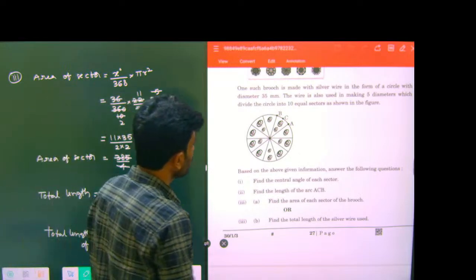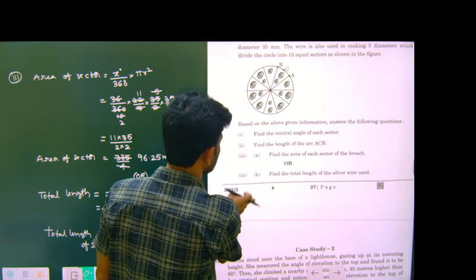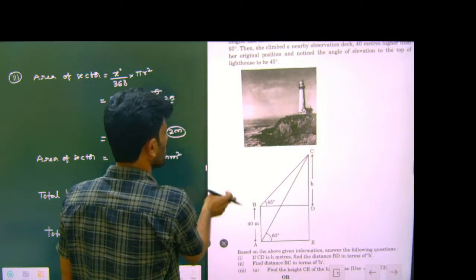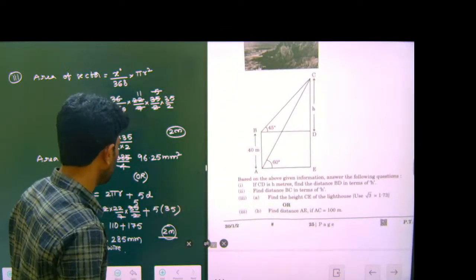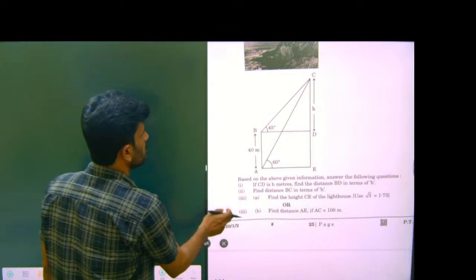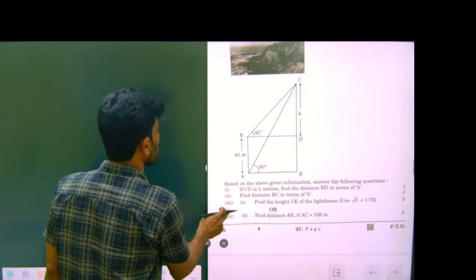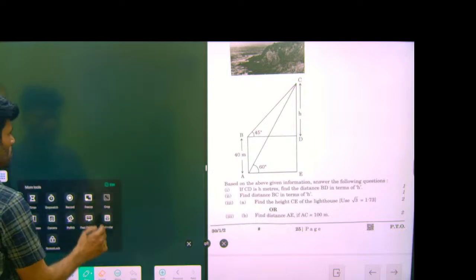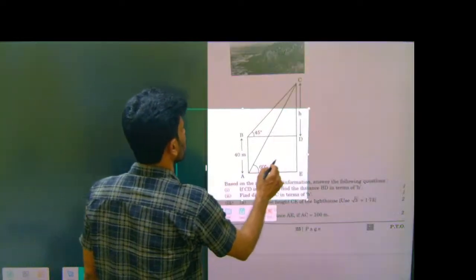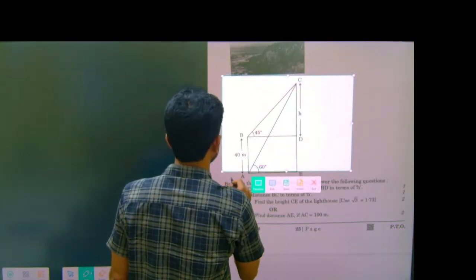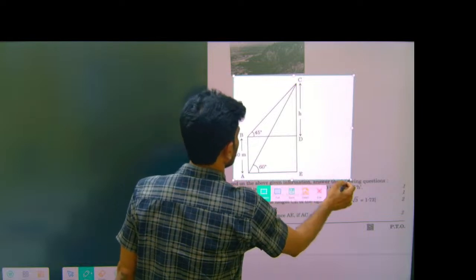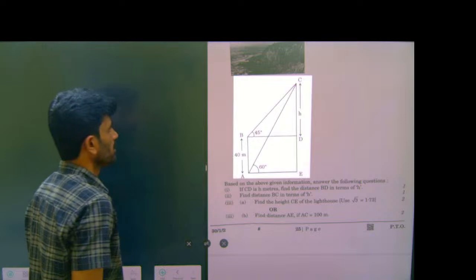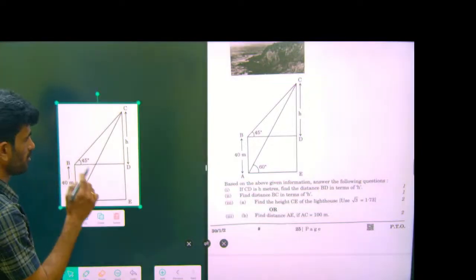Now the next case study question. One more case study question we have from applications of trigonometry. Let us take this figure here. Applications of trigonometry. Here the first question is to find out the length of BD in terms of h meters.